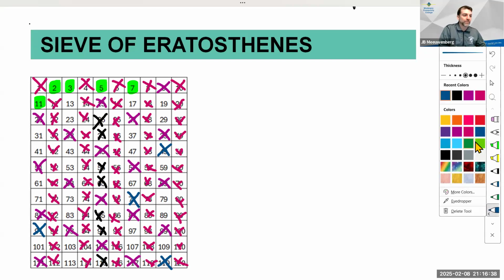So the number 11, if we think about multiples of 11, that would be on this diagonal: 11, 22, 33, 44, 55, 66, 77, 88, 99, 110. And that's actually it, right? We didn't have any to cross off. Can we stop already? Well, consider the largest number in this table is 120. What's the next perfect square beyond 120? Do you know?